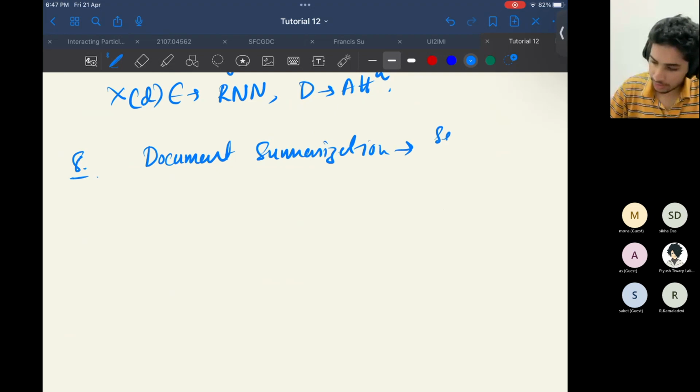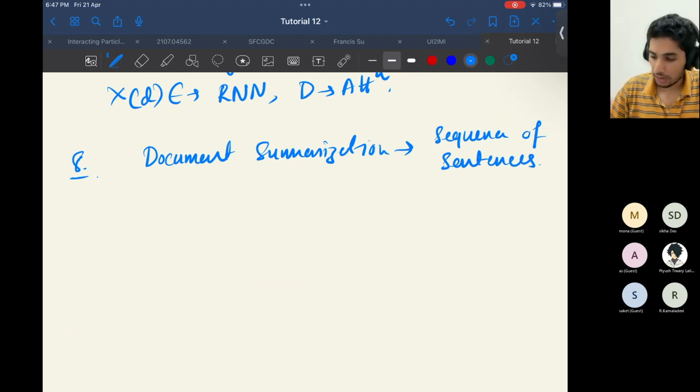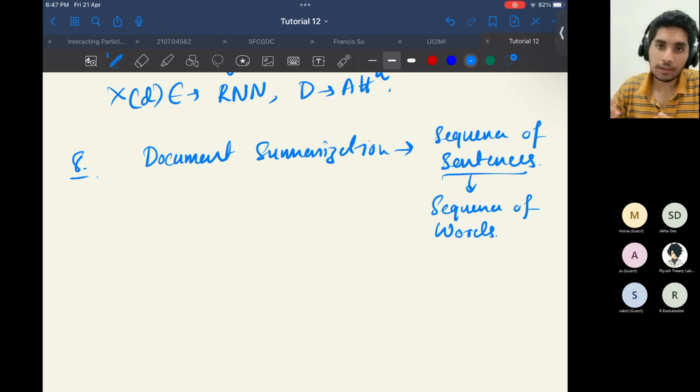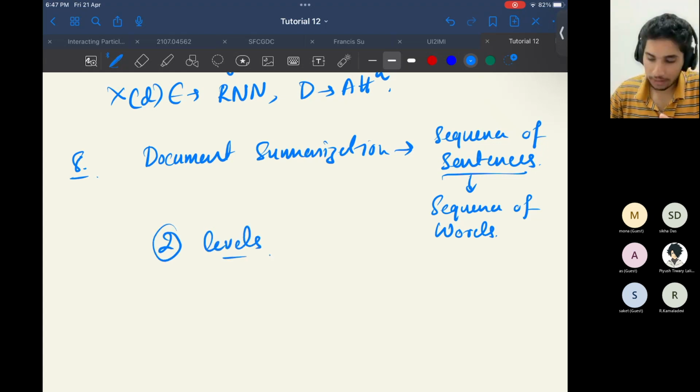What you have is a sequence of sentences. And a sentence is a sequence of words, right? So since it is a sequence of sequence kind of structure, you will have two levels. So even if you are applying attention or whatever, you need to deal with two levels basically. So the answer will be two.